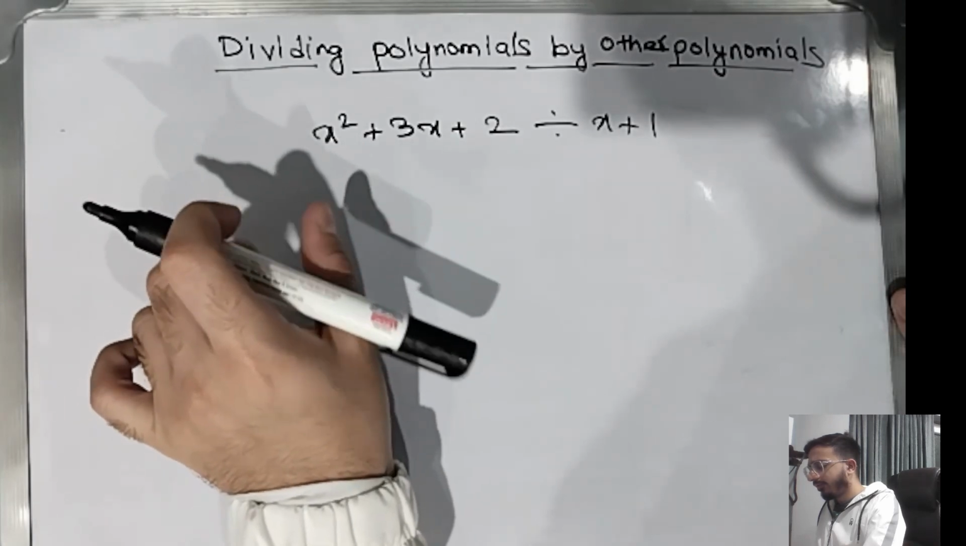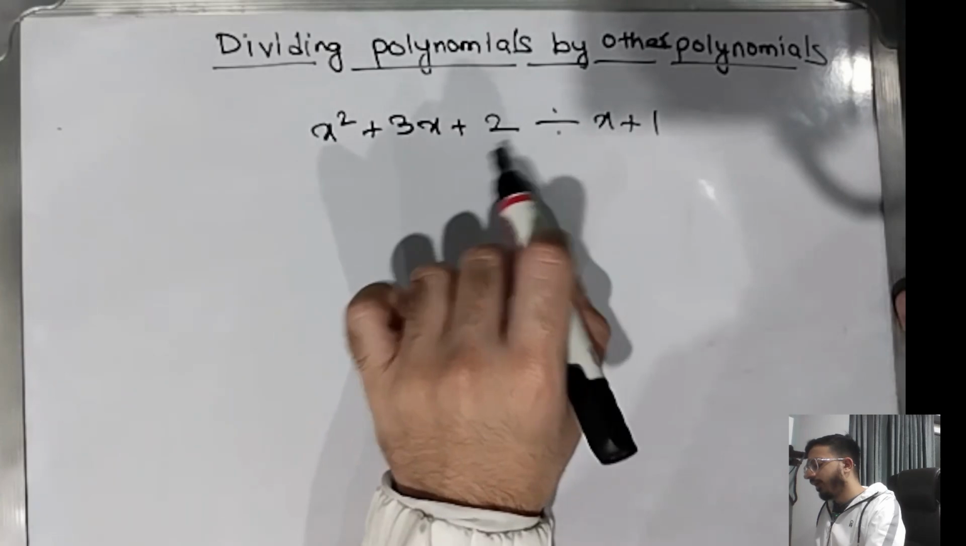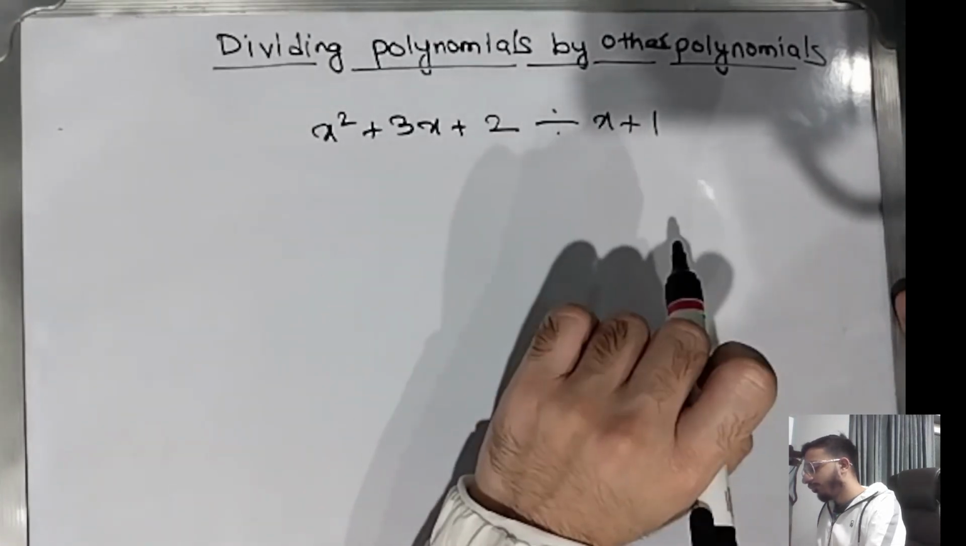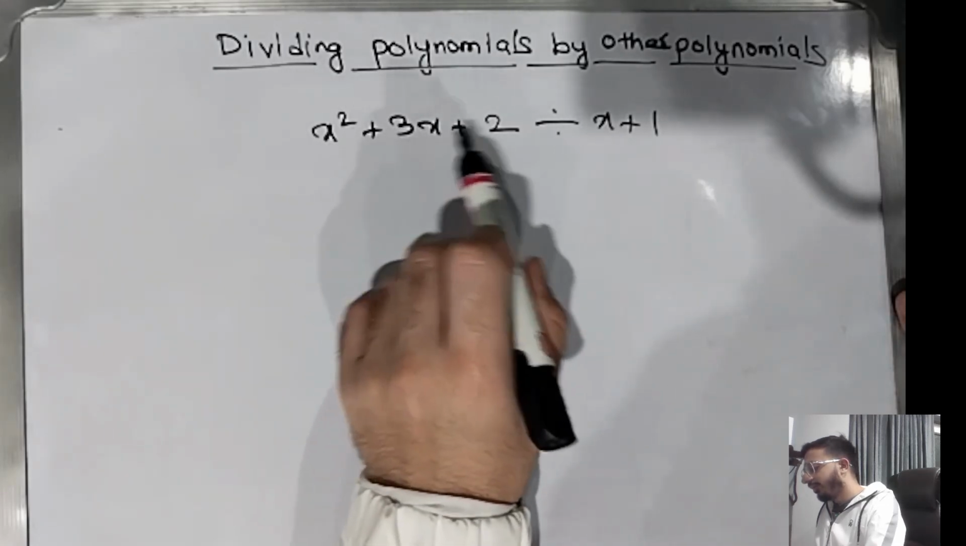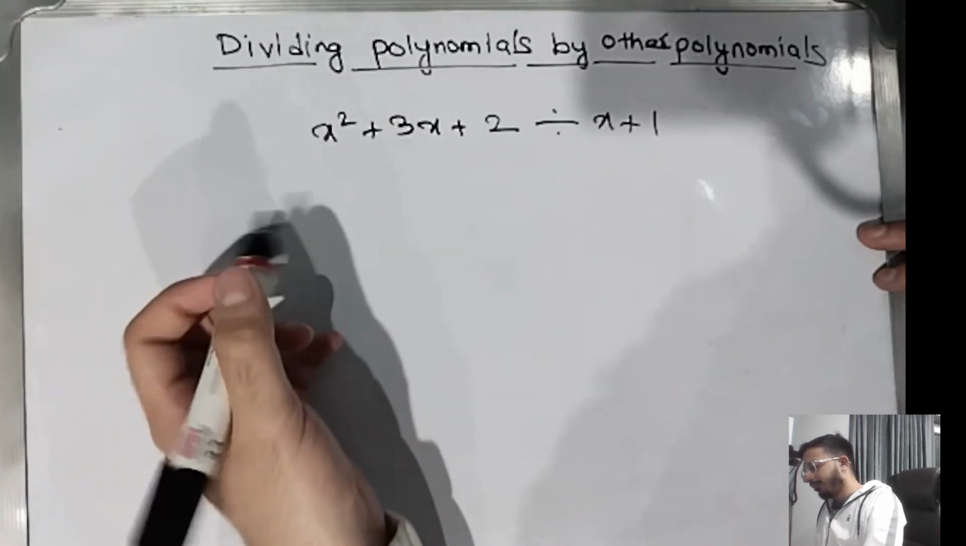normal numbers, right, using the long division method. But do you know how to divide an algebraic expression by another algebraic expression, or a polynomial by a polynomial, such as x square plus 3x plus 2 divided by x plus 1? Let's try how to do that.